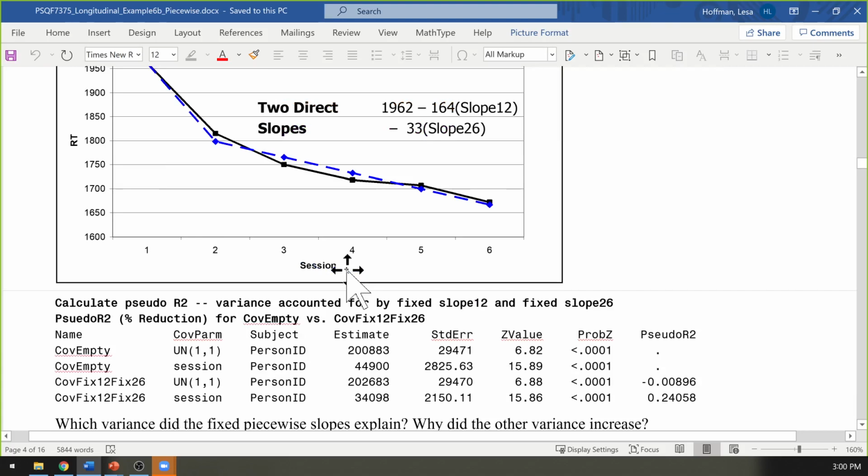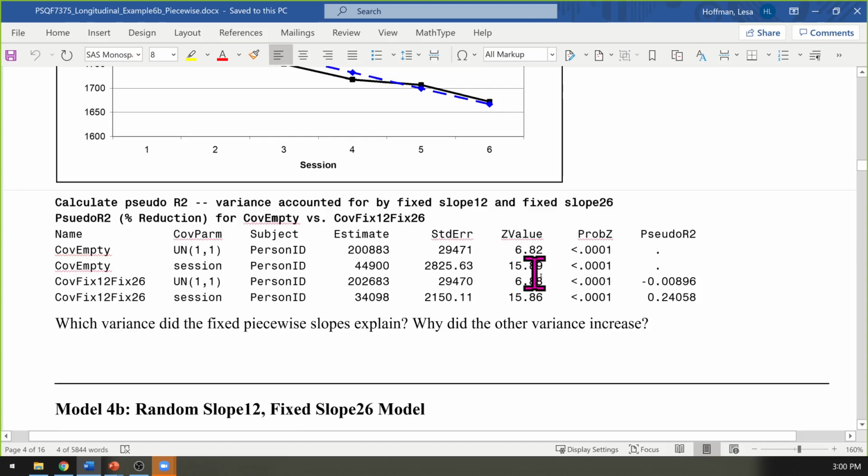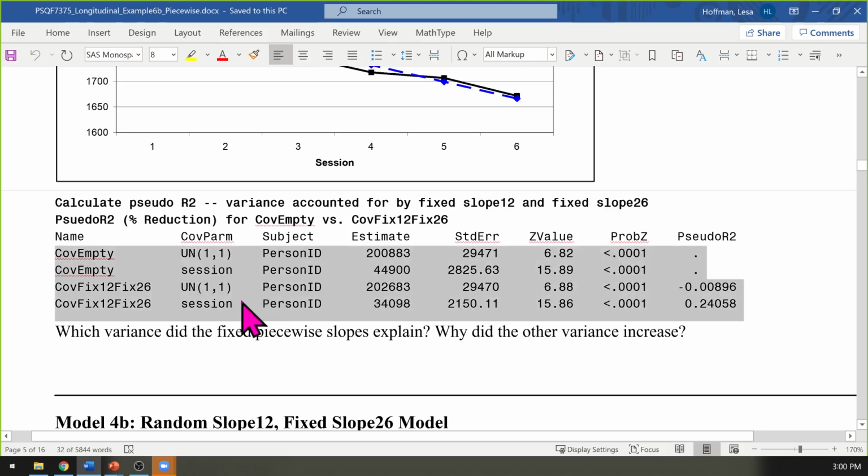Effect size. So each of these slopes is significant to describe the overall change over time. We can get an effect size via pseudo R-square. So I wrote a little macro in SAS to do pseudo R-square. What it does is use the saved table of covariance parameters from each of the 2 models and then calculate it, but there's also a spreadsheet for this.